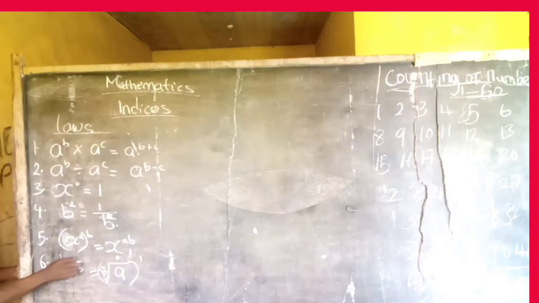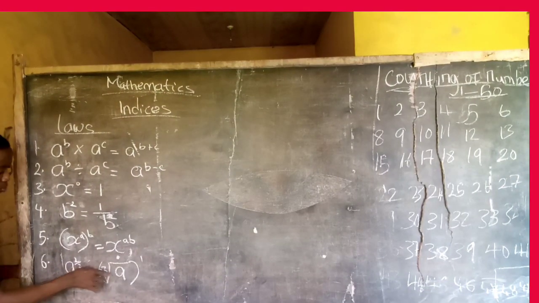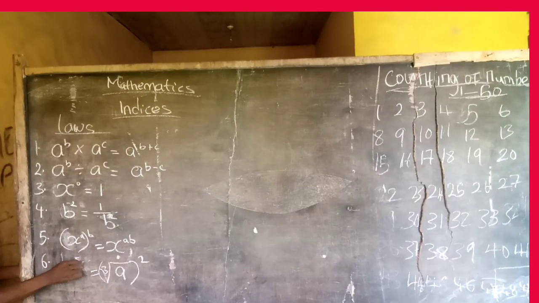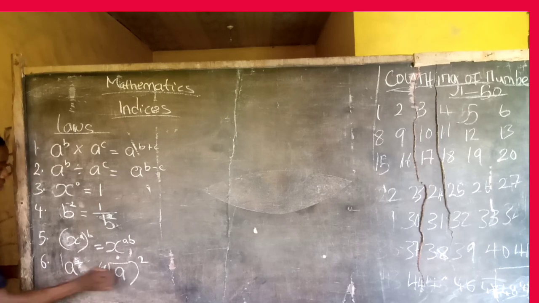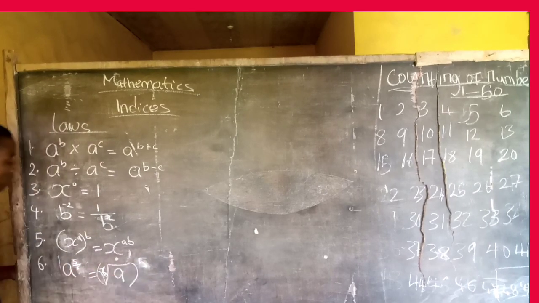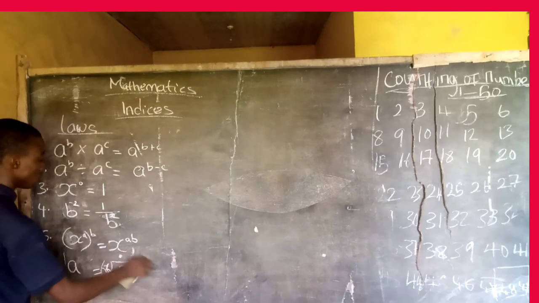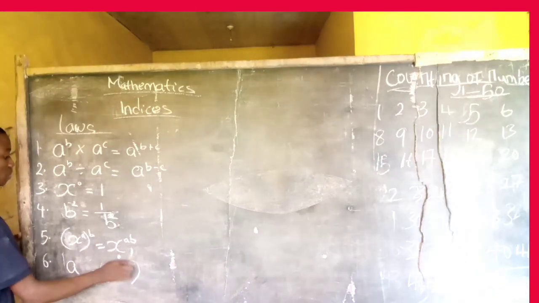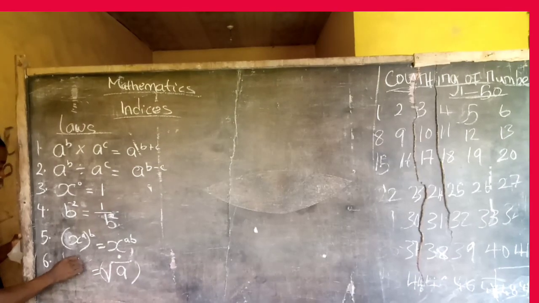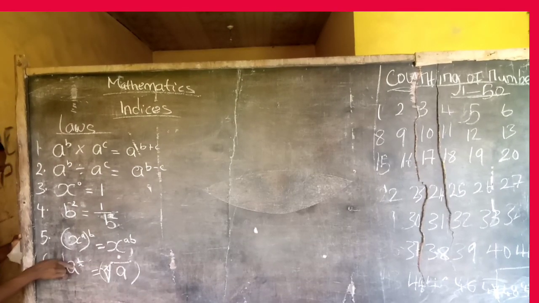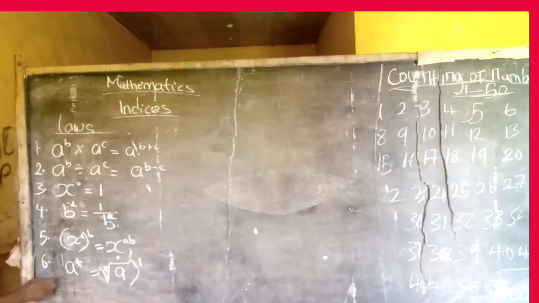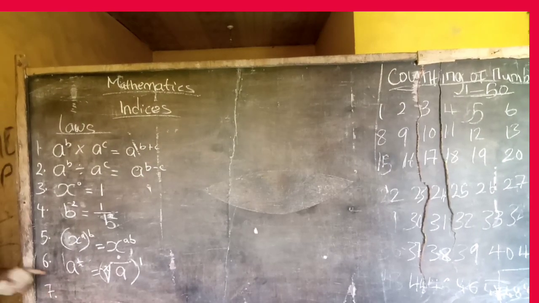What about if it is 2 over 3? It becomes the cube root of a to the power of 2. What about if it is 5 over 6? It becomes the 6th root of a to the power of 5. So whatever the case may be, just the denominator root of a to the power of the numerator. The denominator root of a to the power of the numerator. The 1 over x becomes the x root of a to the power of 1. Then the 7th law, I've explained it, okay?